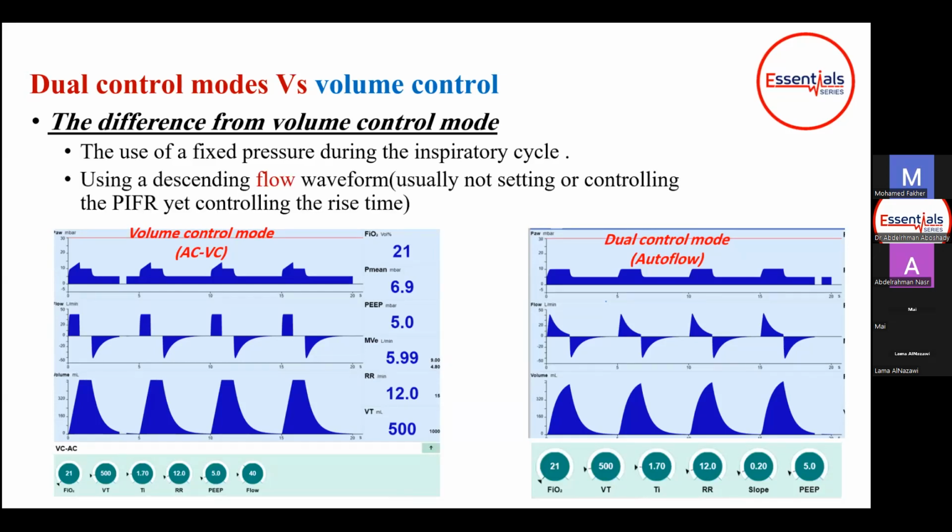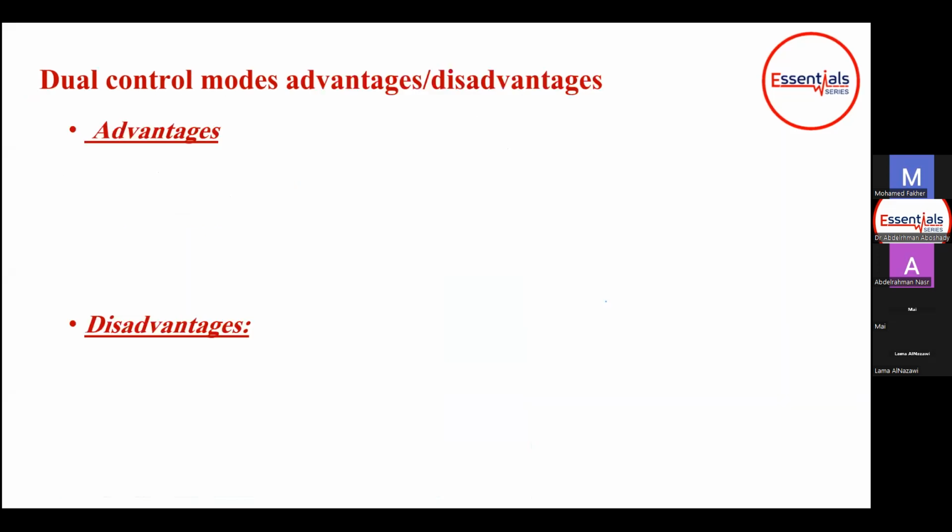Usually, volume control modes use a constant flow pattern, as we see on the left side. But dual control mode, being a subtype of the pressure control mode, uses a descending flow pattern, which is more synchronous for the patient, allowing more synchrony between the patient and the ventilator. In every volume control mode, the doctor sets up the tidal volume and the flow, the peak inspiratory flow rate. It's not called the volume control mode if you do not set the flow. But in the dual control mode or AutoFlow, you do not set a peak inspiratory flow rate. Instead, you just set the rise time, which is an indirect control of the flow.